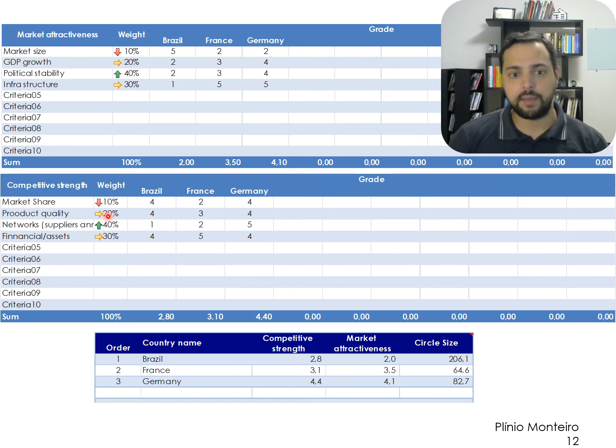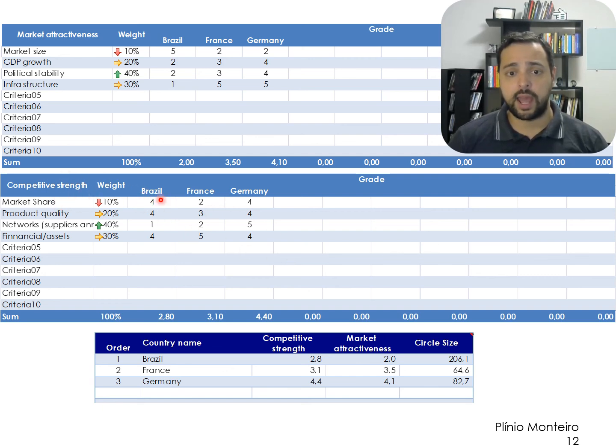Then I will make the same estimate for the competitive strength. So looking to the firms, I selected 4 factors like market share, product quality, networks, and financial assets, and I give these levels of importance. And for each country, I give an assessment of how these factors are able to give me competitive advantages in each of these countries. So my market share will allow me to have a huge level of competitive strength in Brazil. Because of that, I'm using a number of 4.